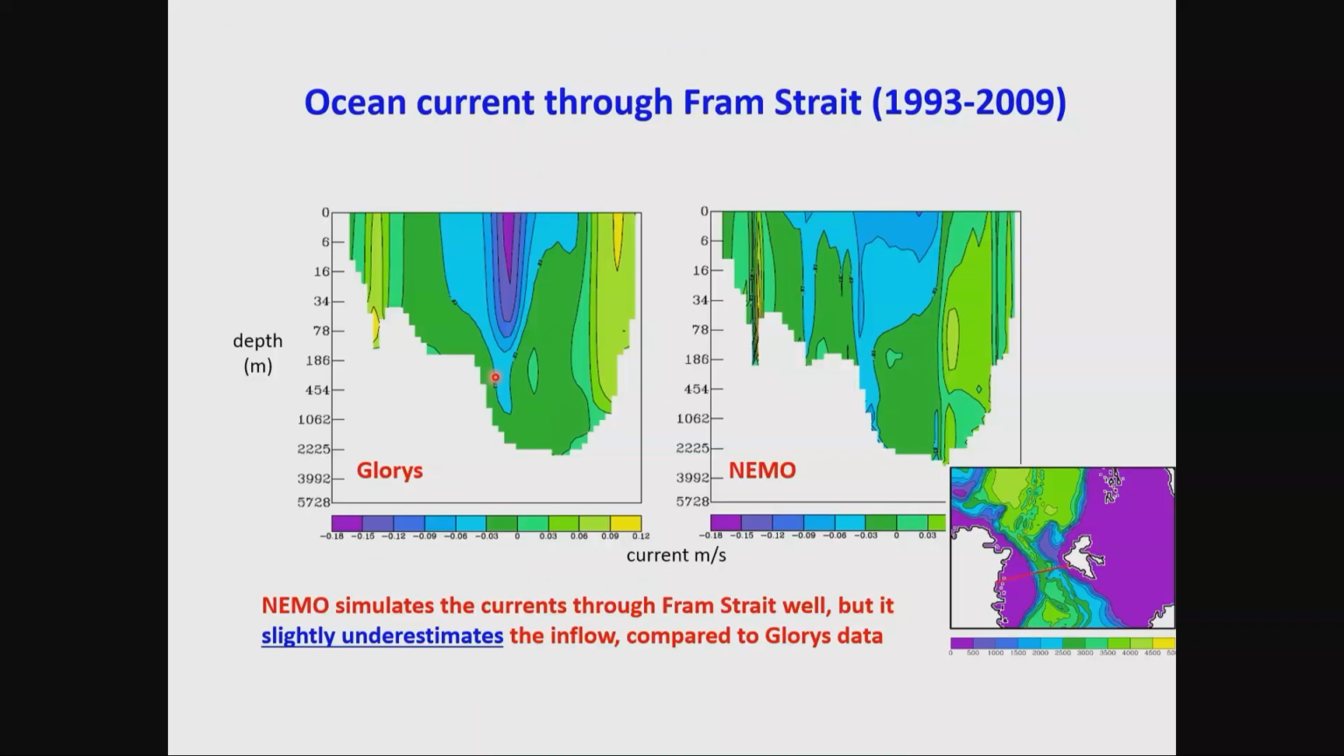First, we have to validate our model results. Here we have the currents across Fram Strait along this red line. It is 78.8 degrees north. On the eastern side of Fram Strait, it is the Spitsbergen current. In the middle of Fram Strait, it is the Arctic outflow. Our model can reproduce the spatial pattern, but its currents are a little bit weaker compared to GLORYS data.